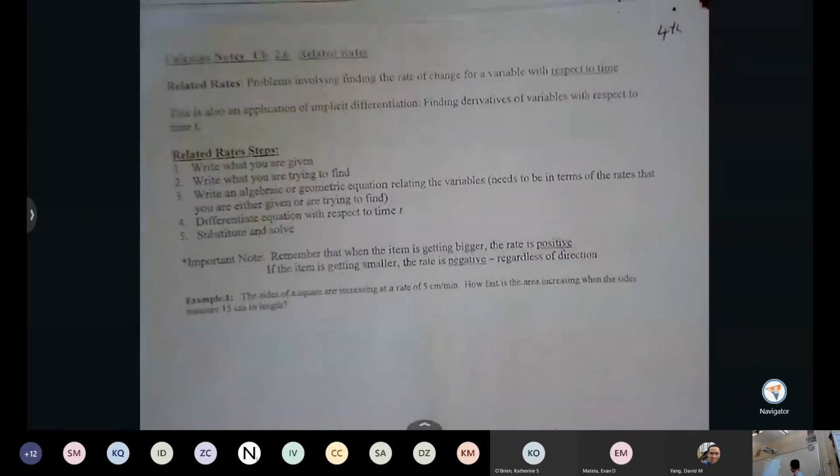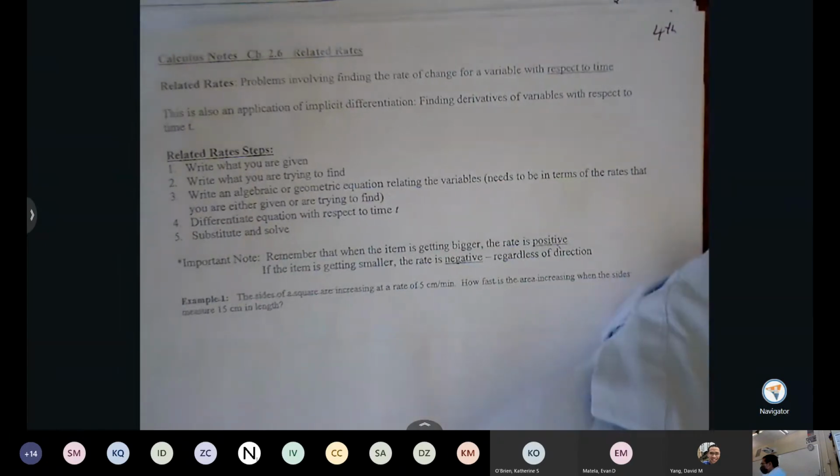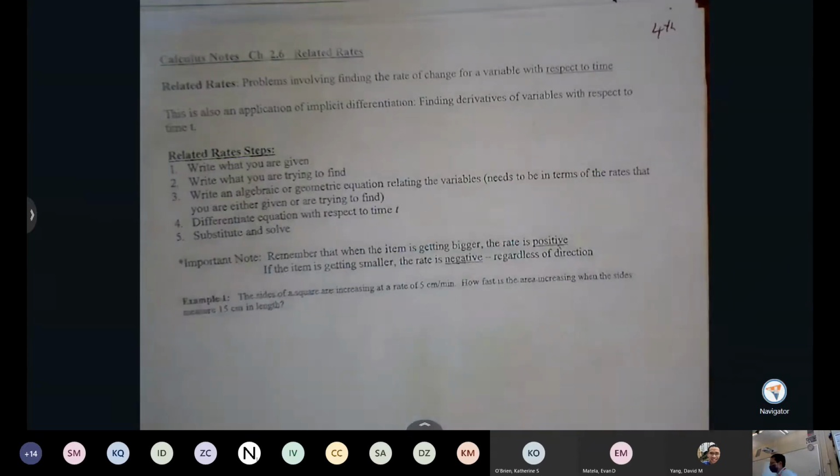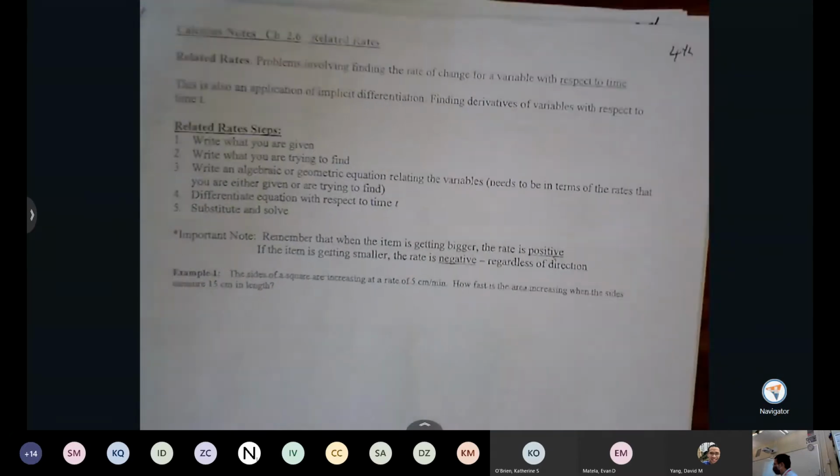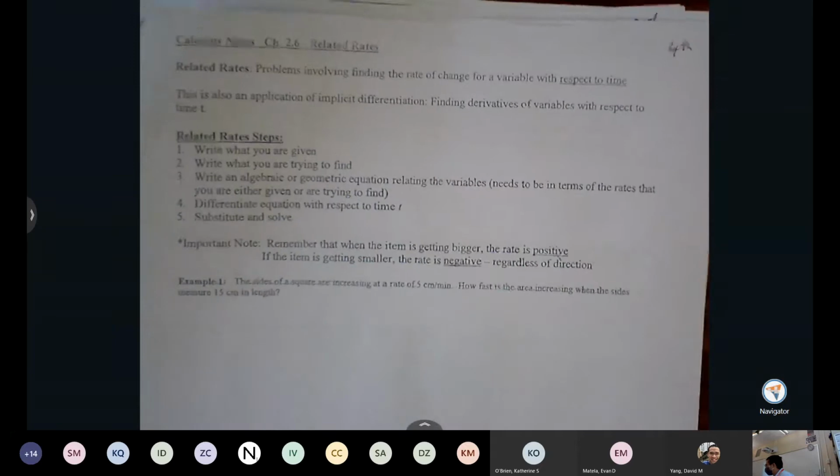So we're going to start off with 2.6 notes. Let me put that link on the Teams page, in case you don't have the notes in front of you. I started, I have another page for related rates, so it's on that link there.